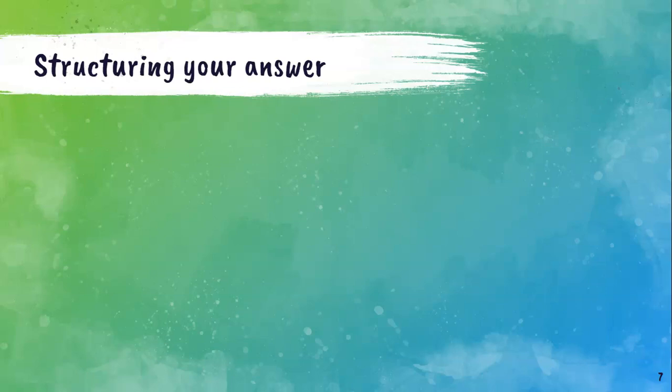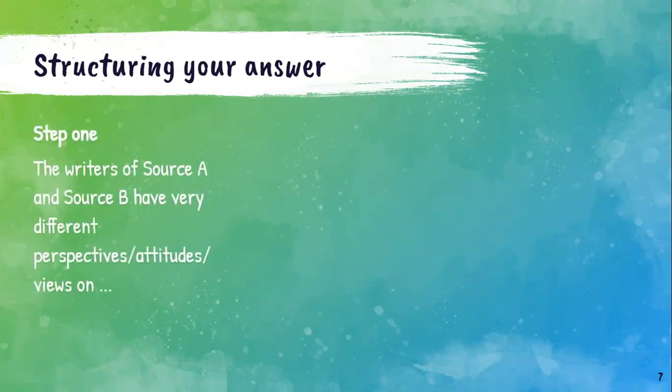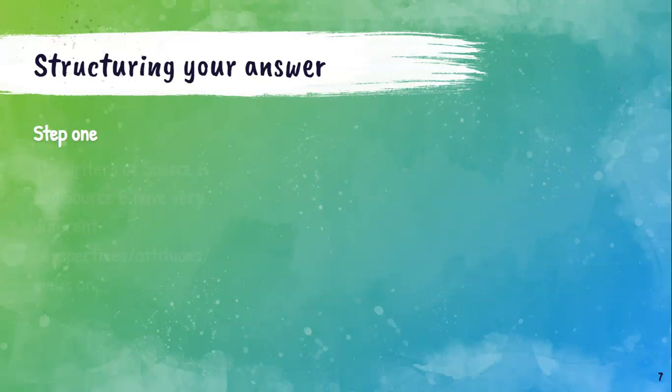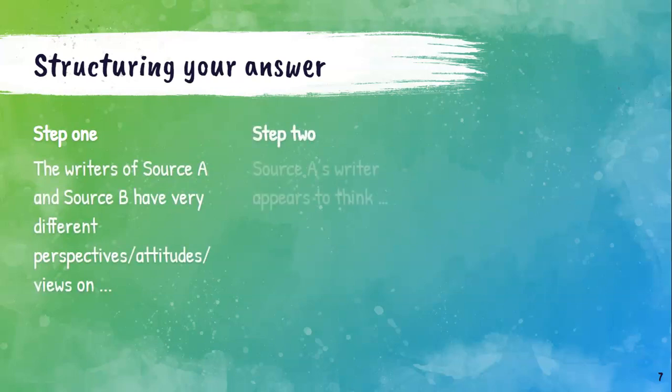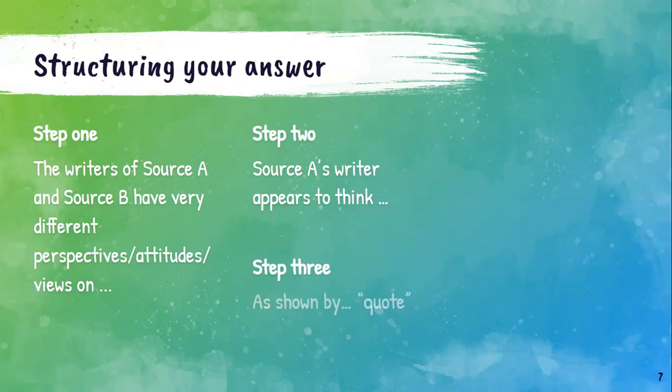And it's tricky to fit all of that stuff in. So I'm showing you a structure here. Step 1 would be: the writers of source A and source B have very different perspectives or attitudes or views on, and use the question to finish writing that sentence. Step 2 will be: source A's writer appears to think, and write down what you think they think. And then step 3, as shown by, or this is shown by this quote.